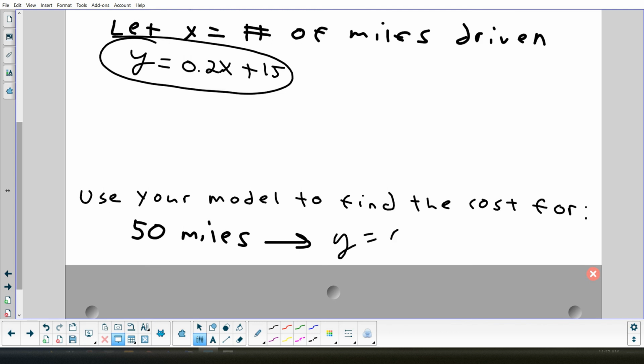Okay, so y equals 0.2 times 50 plus 15. Yep. And if I do that out, that's going to give me 10, and then you add it up, and it's 25 total. 25, and what is that? $25. Yep. So it's always important to remember what you're solving for. If it was miles, I would have labeled it miles. That's $25, I'll label it dollars.